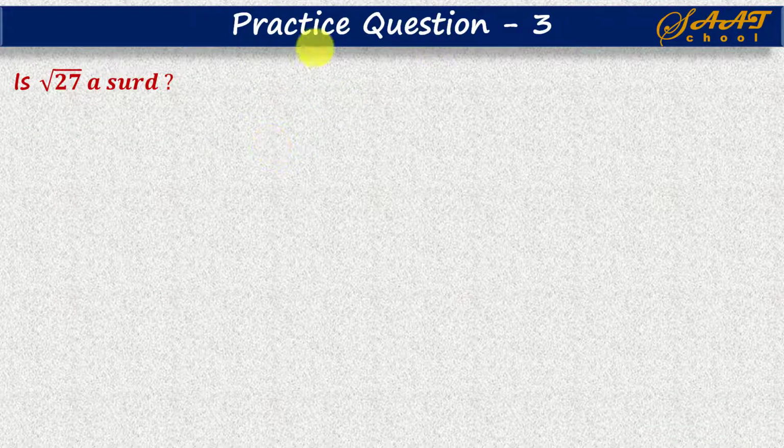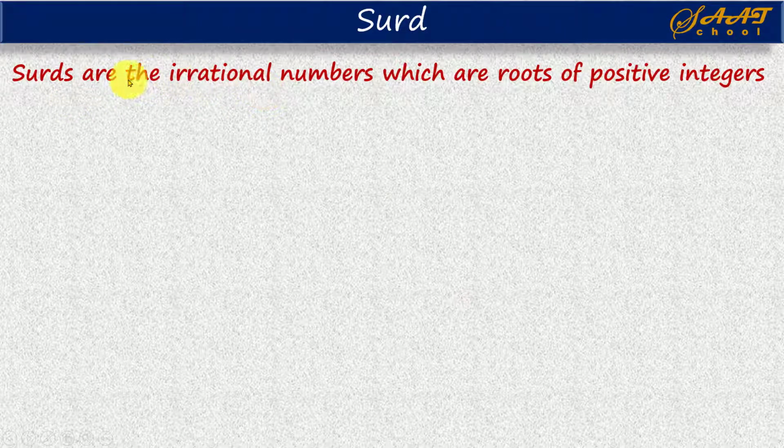Now here is practice question 3. You have to check whether the given number is a surd or not. So let's rewind. Surds are irrational numbers which are roots of positive integers.